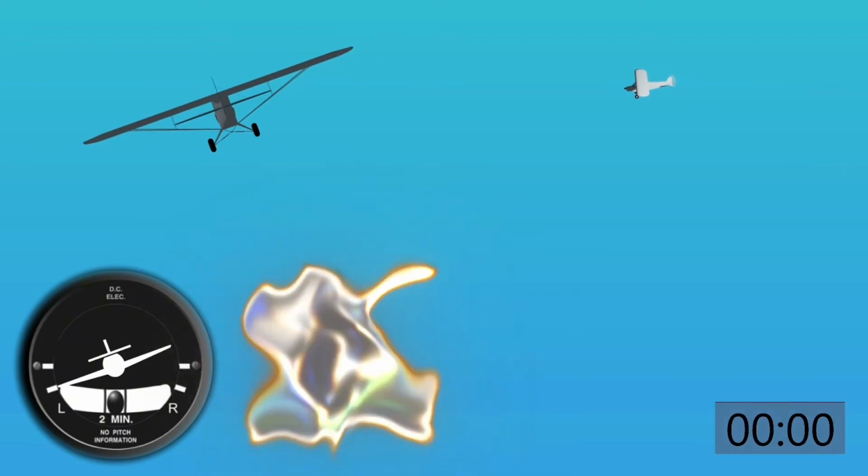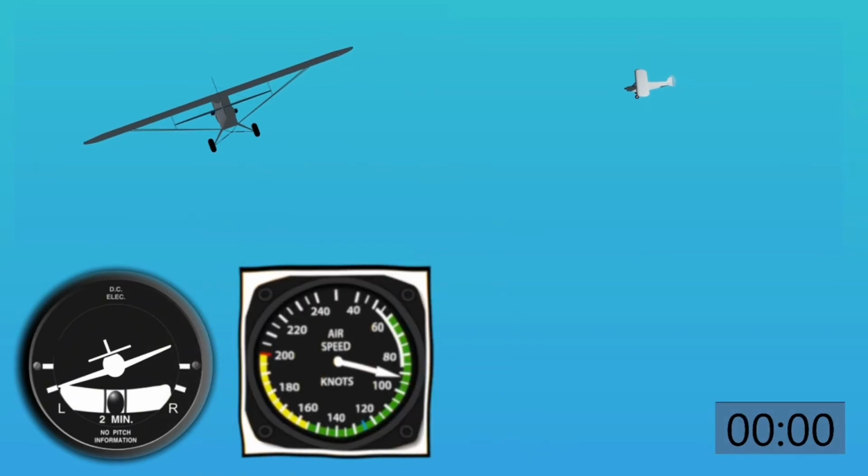To increase or decrease your rate of turn, you will need to adjust your airspeed and your bank angle. To increase your rate of turn, you need to slow your airspeed and increase your bank angle. The steeper your bank, the greater your rate of turn, and the slower your airspeed, the greater you can increase your bank. Decreasing your rate of turn is just the opposite.